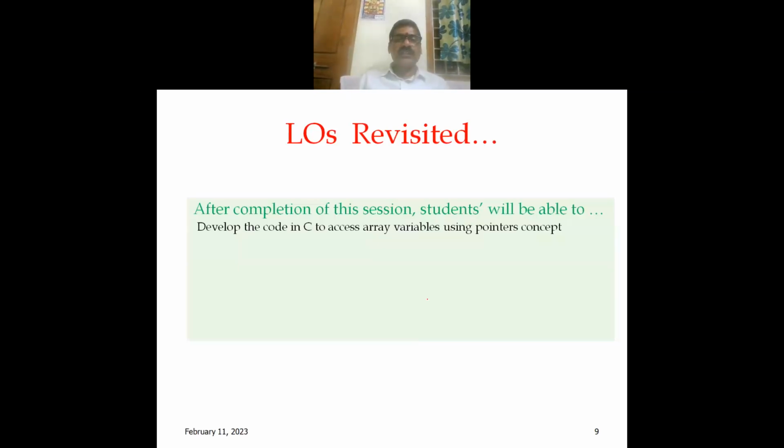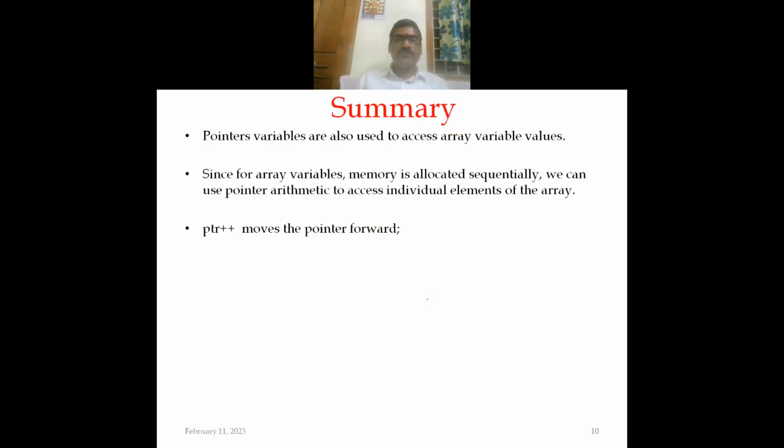Now the learning outcomes are revisited here. After completion of this session, students will be able to develop code in C to access array variables using pointer concepts. The summary of this session is that pointer variables are also used to access array variable values. Since memory is allocated sequentially for array variables, we can use pointer arithmetic to access the individual elements of the array, and pointer plus plus will move the pointer forward.